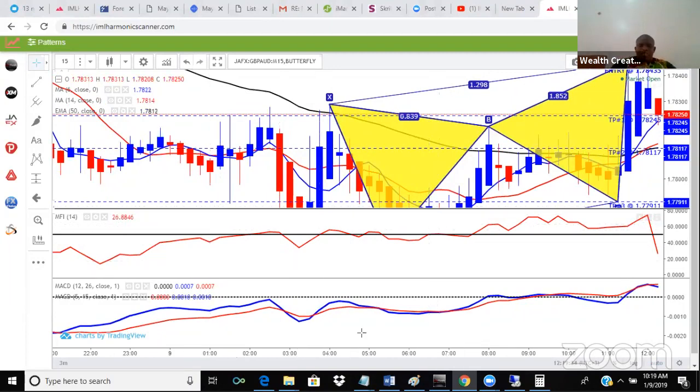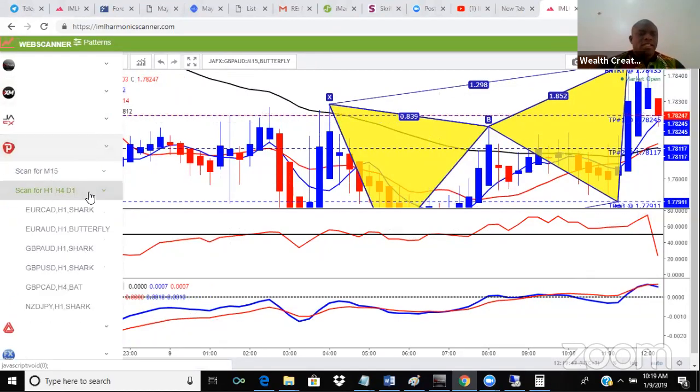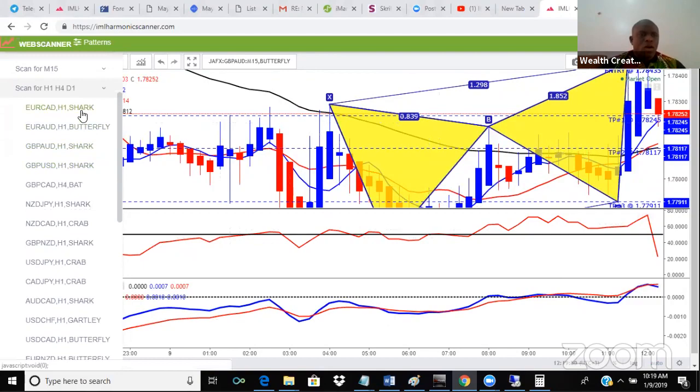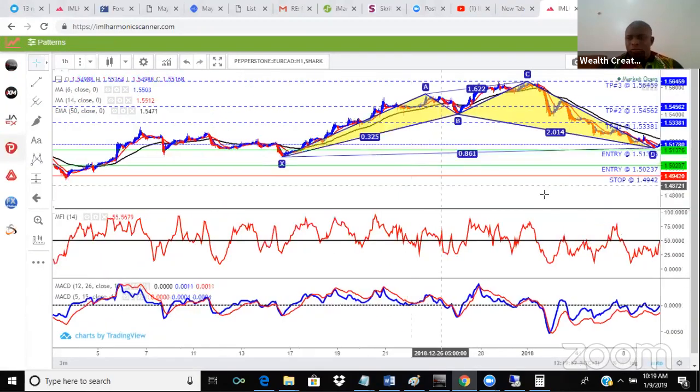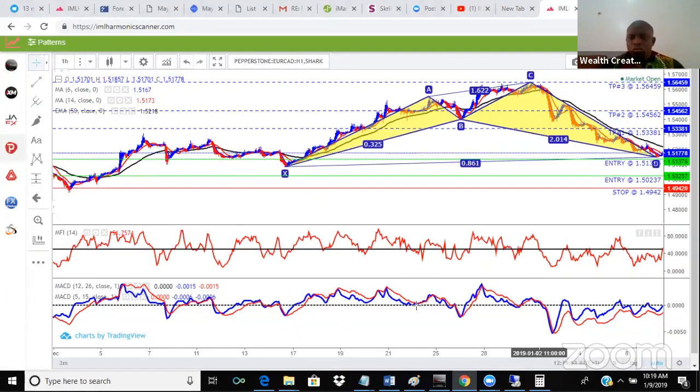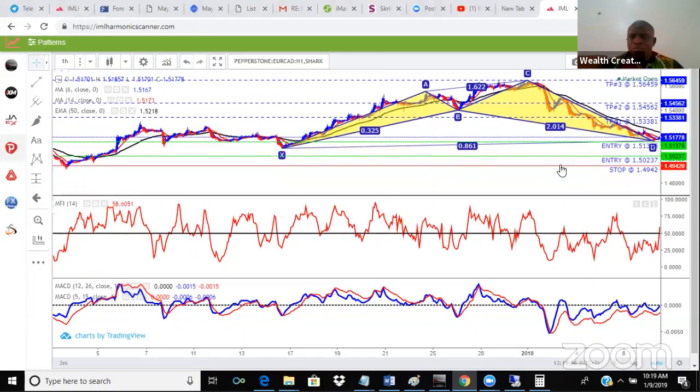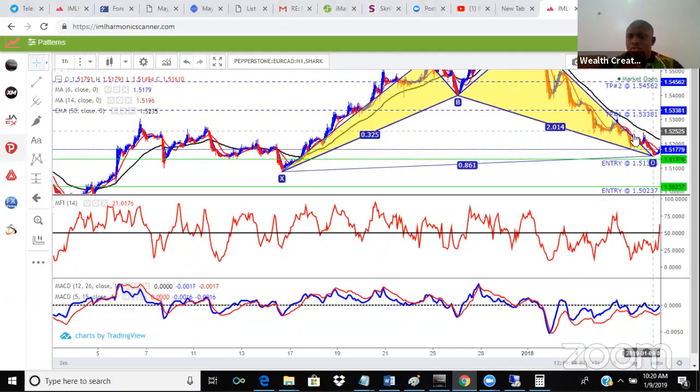So guys, this is the strategy. Number one, it is on 1 hour candle. And what I noticed is there are more charts on the broker. So I'll go to the 1 hour. So here is the example of how this is used.